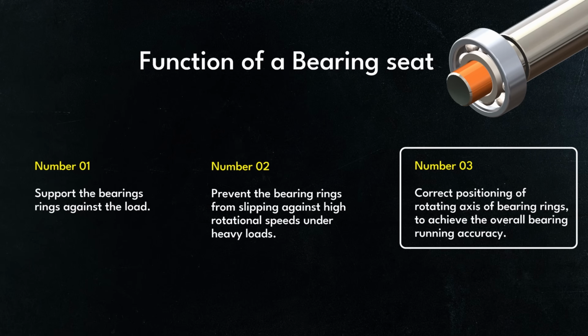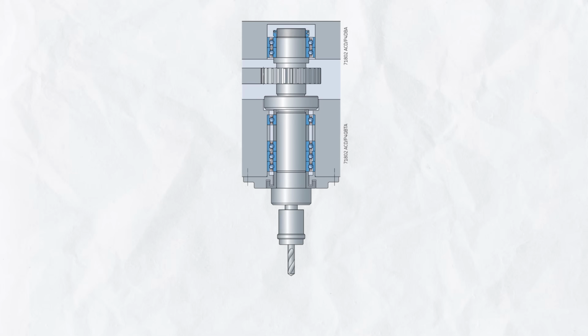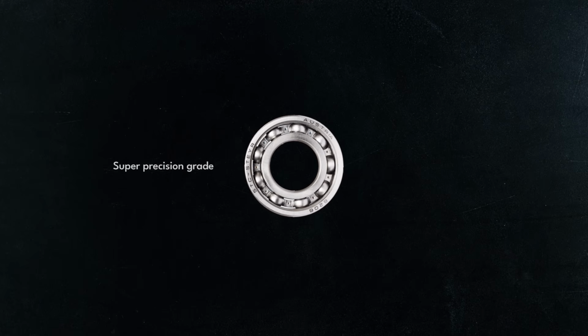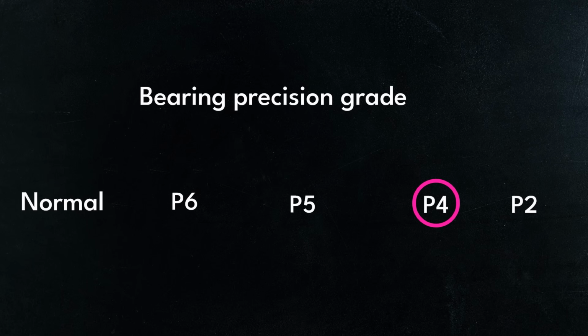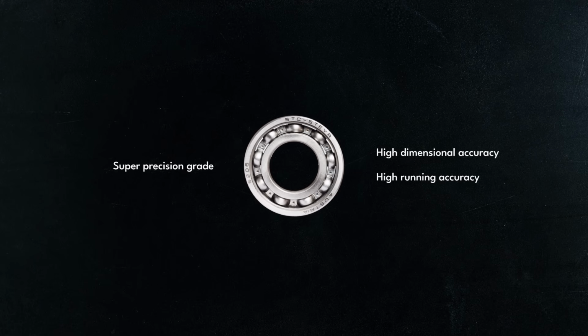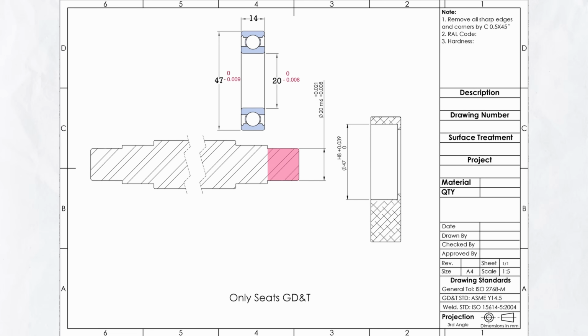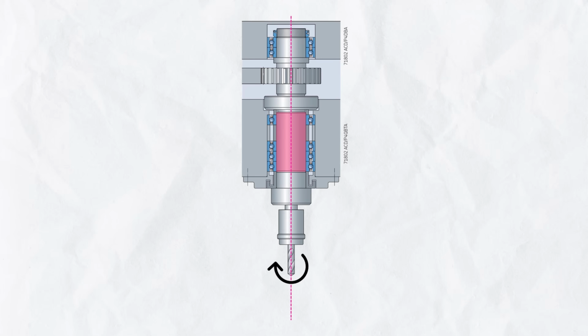And now the third main function of a bearing seat is that the bearing seat must accurately position the bearing rotating axis to ensure the bearing operates with minimal runout and maximum precision. Because let's say we have a very precise motion application, a CNC machine spindle. For high precision motion, I have used super precision grade bearings, very expensive bearings. Super precision grade bearings means the bearing dimensional class is below P4, meaning high dimensional accuracy as well as high running accuracy. High running accuracy means high concentricity precision between the bearing rings. But if my bearing seat geometric tolerance is not precise, then I cannot achieve the overall precision. So the bearing seat geometric tolerance also must be precise.